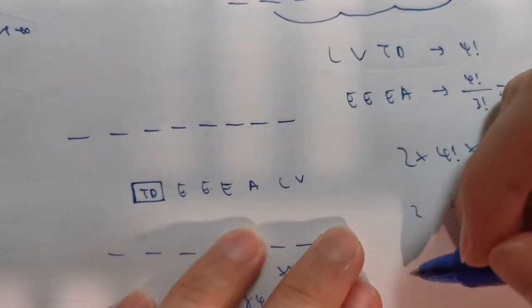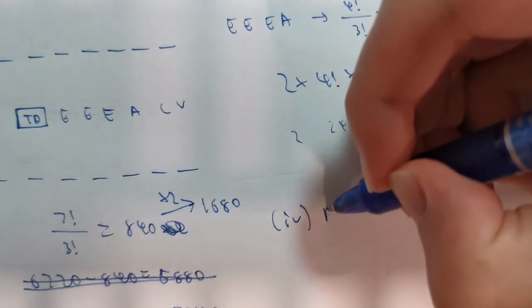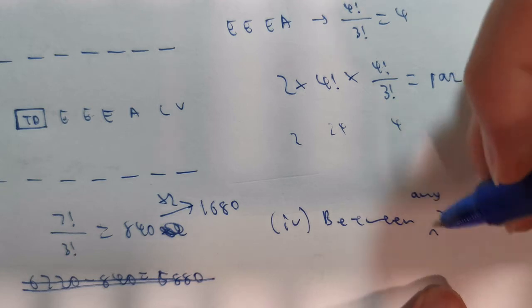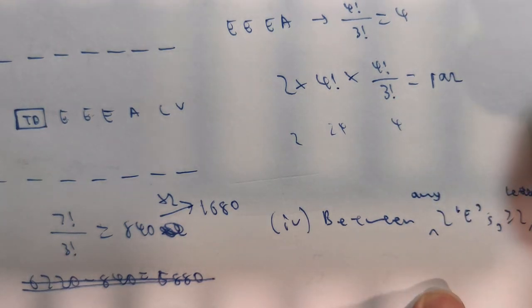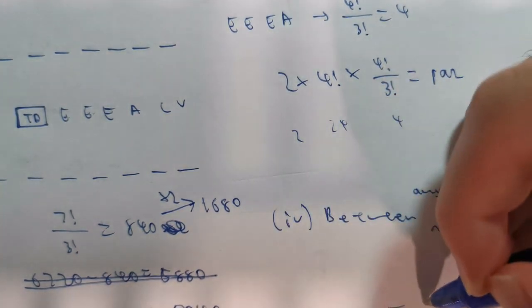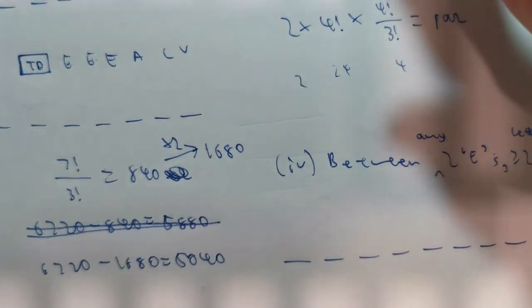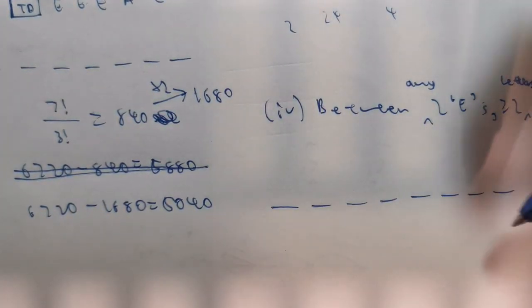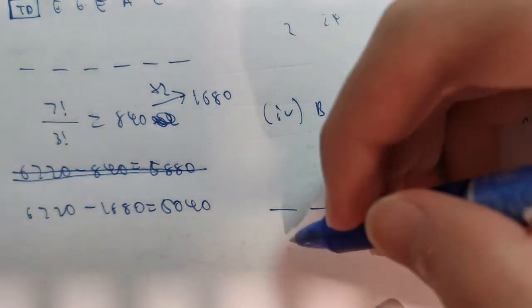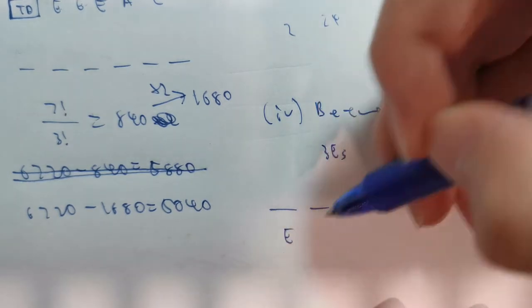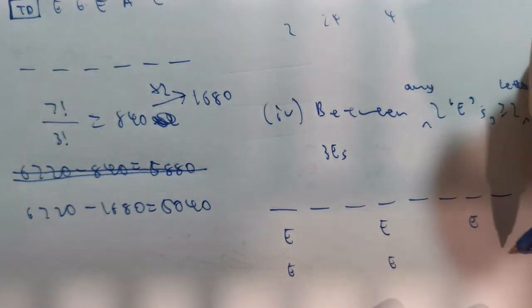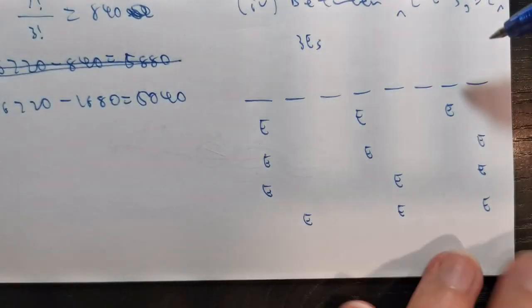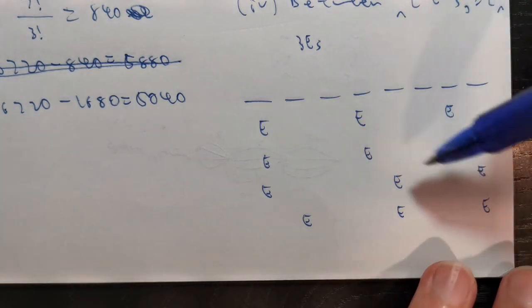Then the last part is between any two E's. In any 2 E's must be at least 2 letters. For this, I think you obviously must try and put the E's in first, right? So for this, I think the best way is to just brute force. So there are 3 E's, right? So you can put it like this. You do a bit of brute forcing like this, or like this. Then you find afterward there's probably no other ways to put the E's, right?